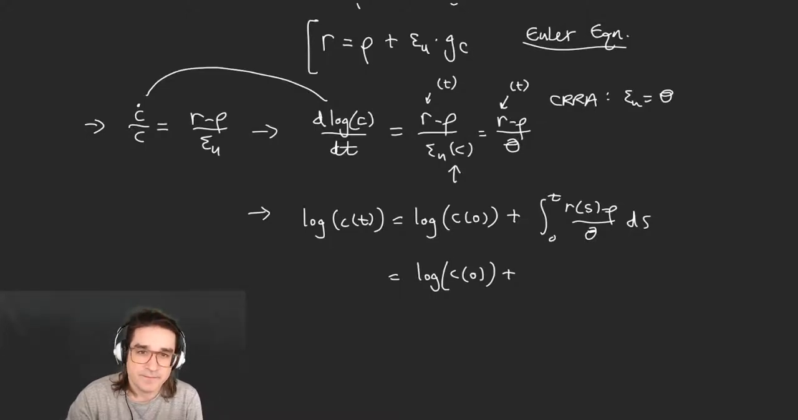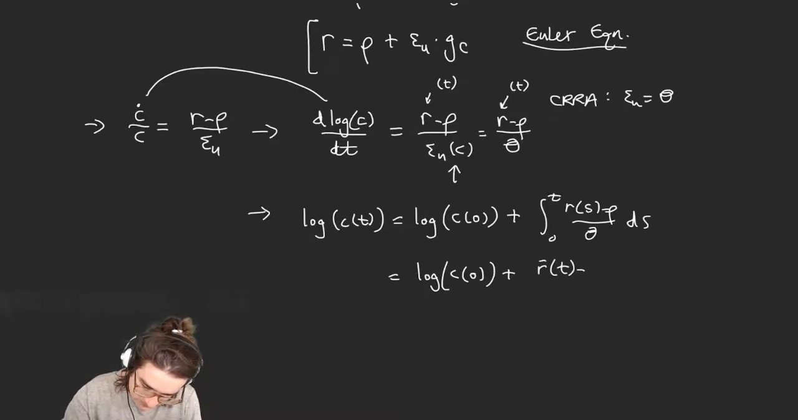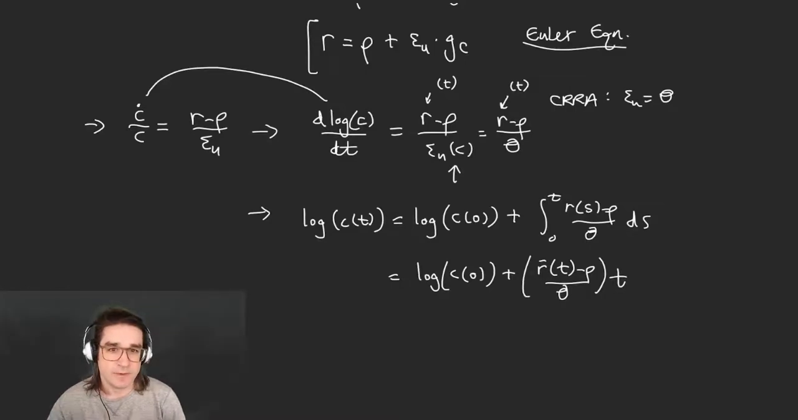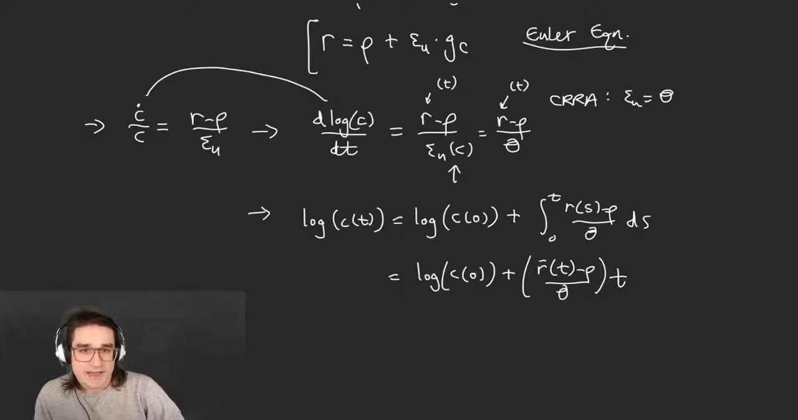So how do we do that? It turns out that this integral is just mathematically equal to this. Turns out that that's true, because we kind of work backwards. R bar of t times t is equal to this integral. That's what we saw before from the definition of r bar. When you have r bar times t, it's just the pure integral, not the average. The minus rho part over theta is just going to give you a minus rho over theta times t, which is what we have here.